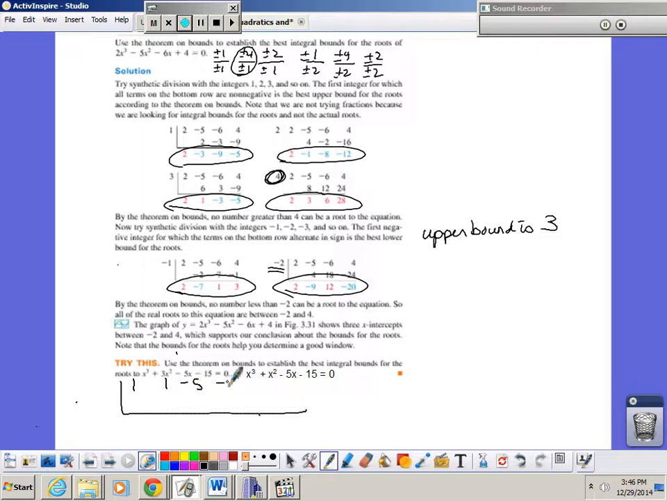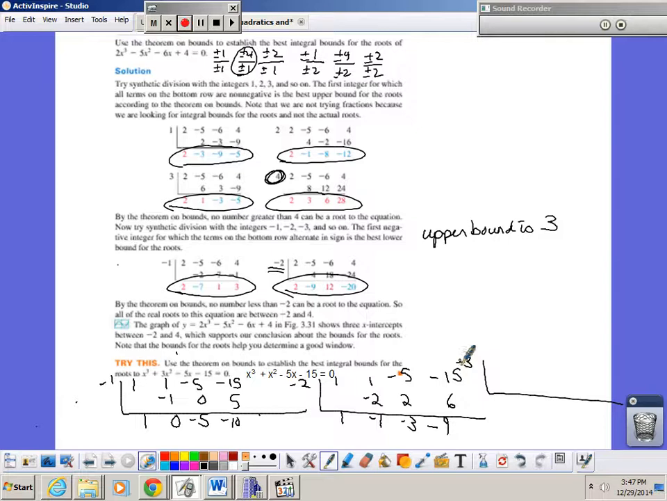1, 1, negative 5, negative 15, star, negative 1. Now remember, I'm looking for alternates this time. 1, negative 1, 0. Blew that one. 0, negative 5, 5, negative 10. Not that one. Negative 2. 1, 1, negative 5, negative 15. 1, negative 2, negative 1, 2, negative 3, 6, negative 9. Not that one.